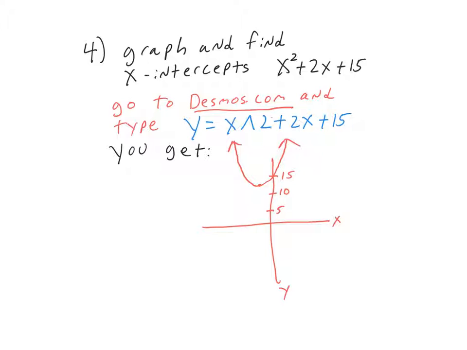When it's asking for the x-intercepts, it's talking about where does it cross the x-axis. This one does not cross the x-axis, so it has no x-intercepts.